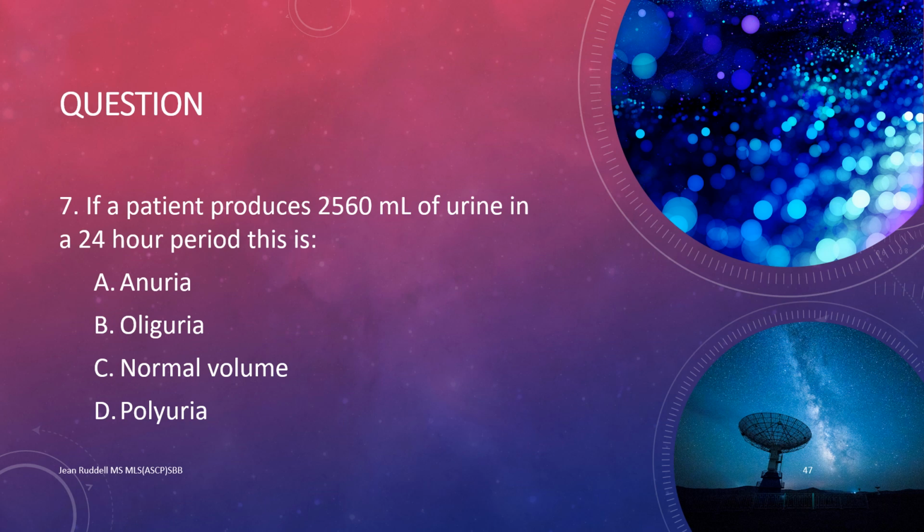Question 7. If a patient produces 2,560 milliliters of urine in a 24-hour period, this is A, anuria, B, oliguria, C, normal volume, or D, polyuria. The answer is D, polyuria. This is an increased volume of urine.